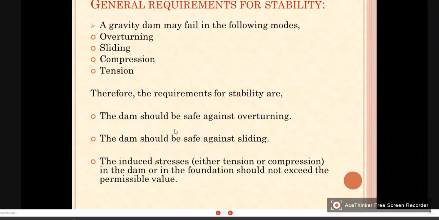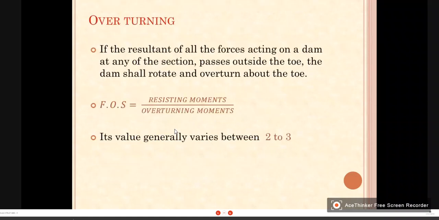In stability analysis, we must go through this safety analysis, which is safe against overturning and safe against sliding. The induced stresses, either tension or compression, in the dam or in the foundation should not exceed the permissible values. First is overturning, where the resultant force acting on the dam at any section passes outside the toe and the dam shall rotate, overturning at the toe.